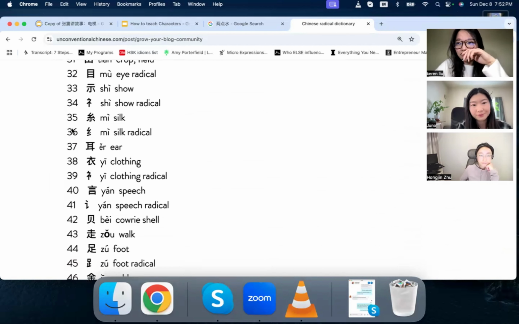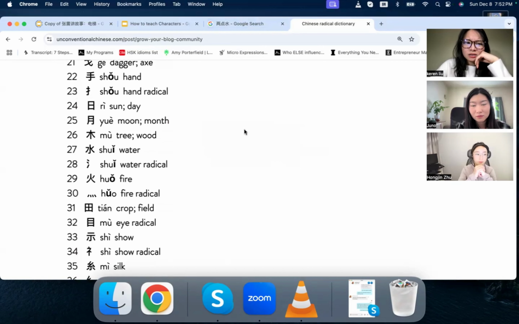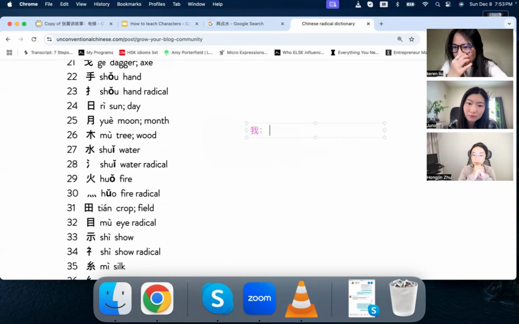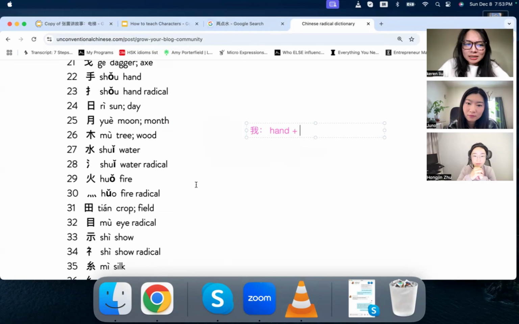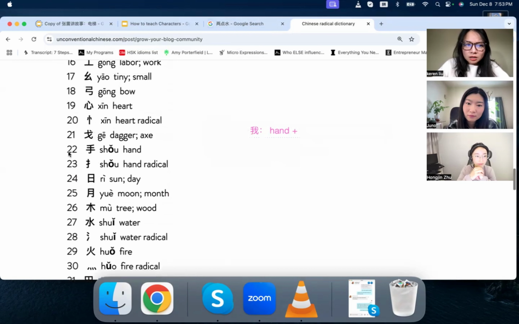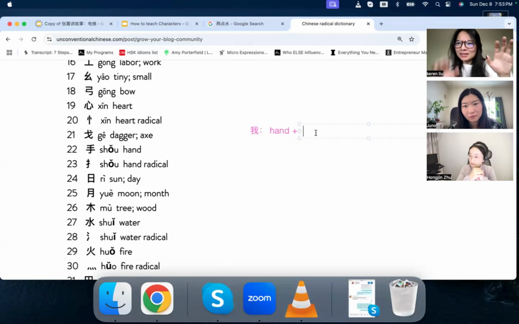I will give you guys a very vivid example. It's really hard for students to remember what. So I'm gonna ask them, what characters do you guys see? They will say, I see the hand radical, which is 23, 手 radical, hand radical. And they will say, I also see 歌, which is 21st, the dagger radical. If you just teach characters in the traditional way, it's really hard for them to remember what hand and dagger have to do with 我. So I'm gonna ask them, yeah, exactly why.